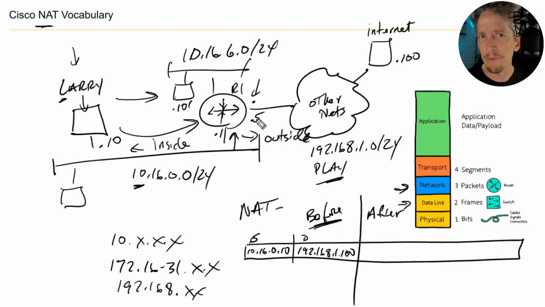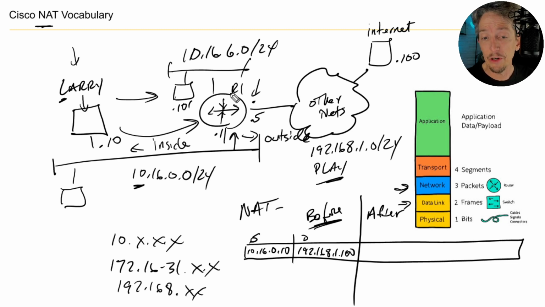And if we have this IP address, .5, we could actually train the router to go ahead and swap out Larry's source IP address of 10.16.0.10 and put its own IP address of 192.168.1.5 as the new source address before sending it out. That would be doing NAT. And that flavor of NAT is referred to as port address translation. In Cisco, we implement that with the overload command.